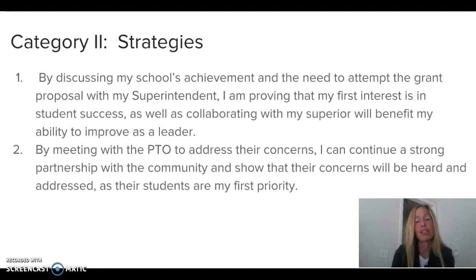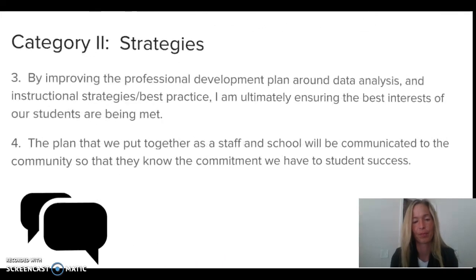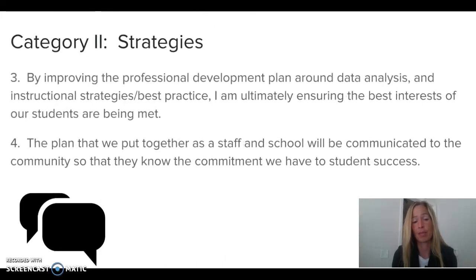By meeting with the PTO to address their concerns, I can continue a strong partnership with the community and show them that their concerns not only will be heard but addressed, and that their students are my first priority. By improving the professional development plan and including data analysis and instructional strategies and best practice, I'm ultimately ensuring that the best interests of our students are potentially going to be met.